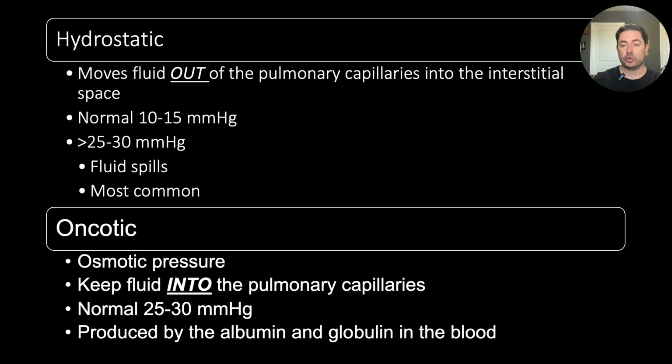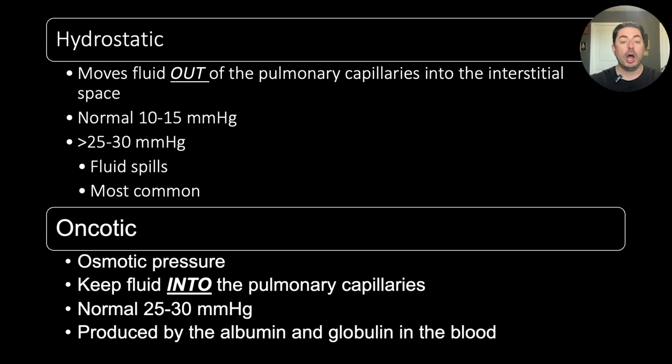When the hydrostatic pressure gets greater than the oncotic pressure, which is 25 to 30 millimeters of mercury, fluid from the pulmonary capillaries spills out into the interstitial space and into the alveoli. This is the most common cause of pulmonary edema.